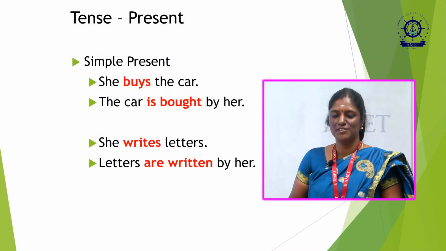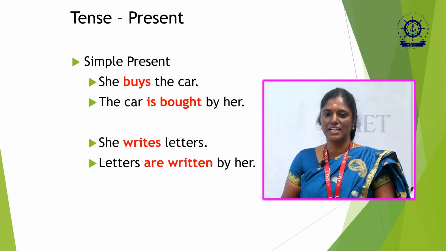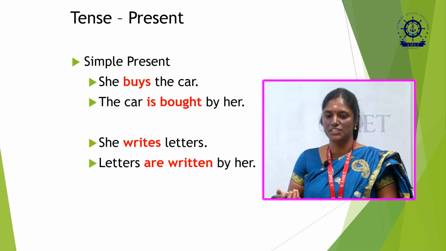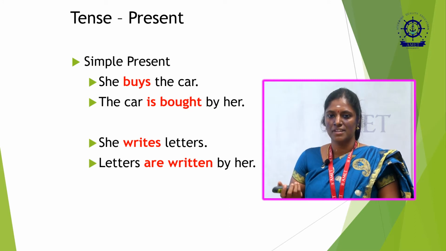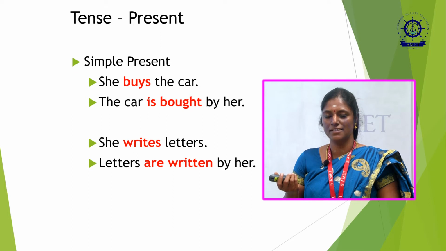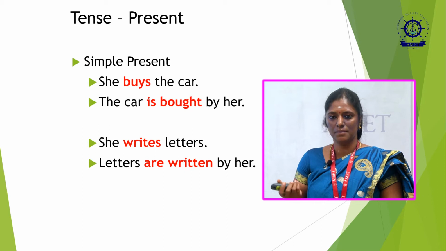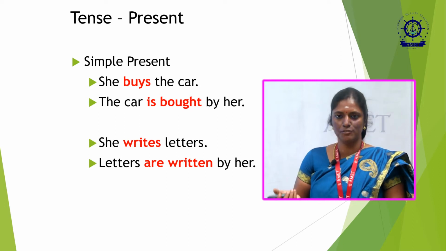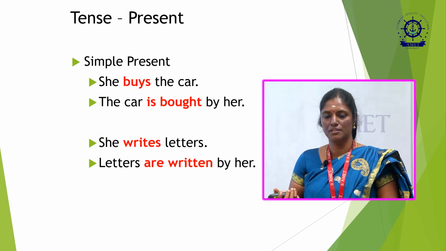Now, let us move on to tense. As we all know that we have three tenses, present tense, past tense, and future tense, and these three tenses are divided into 12 tense forms. For example, take present tense: simple present, present perfect, present continuous tense, present perfect continuous tense. Similarly, past tense also has 4 tense forms: simple past, past progressive, past perfect, and past perfect progressive tense. Similarly, we have future also: simple future, future perfect, future progressive, future perfect progressive.